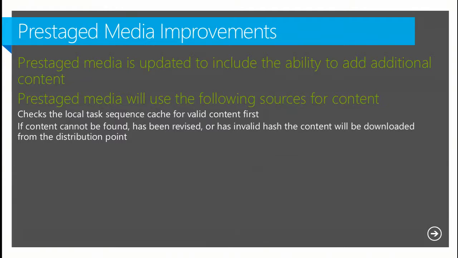If it doesn't find it there, maybe you didn't add it to the pre-stage media. Maybe you're actually deploying a different task sequence than what you created the media off of. Maybe something happened and the hash has become corrupt on that file. In that situation, it'll actually go out and download the necessary content from the distribution point.